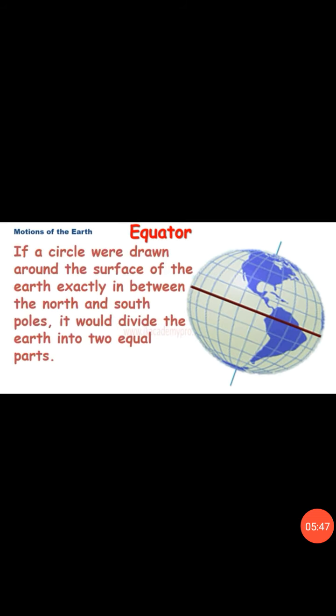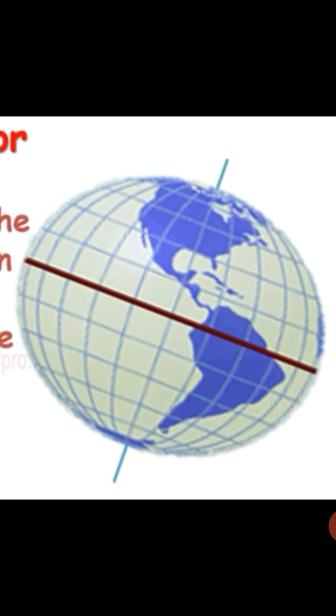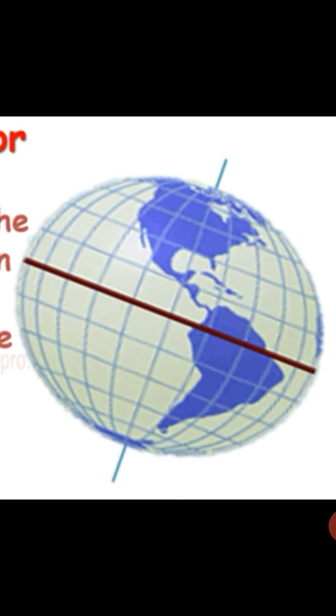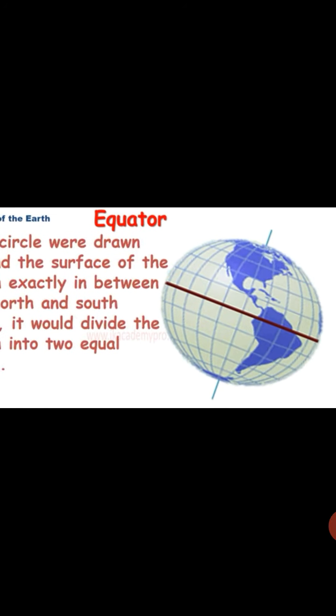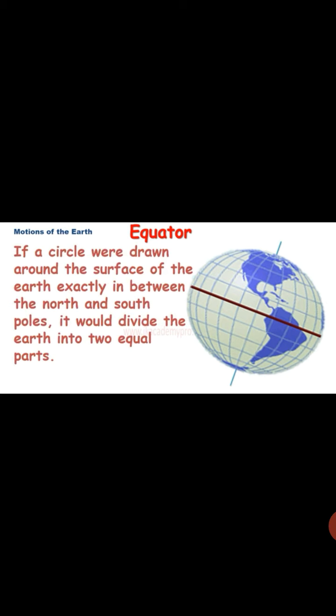So students, let's learn about the equator, how we draw the line and what is the exact meaning of equator. If a circle were drawn around the surface of the Earth exactly in between the North and the South Pole, it would divide the Earth into two equal parts. As you can see, the middle line on the globe is the equator. The equator divides the Earth or the globe into two equal parts.